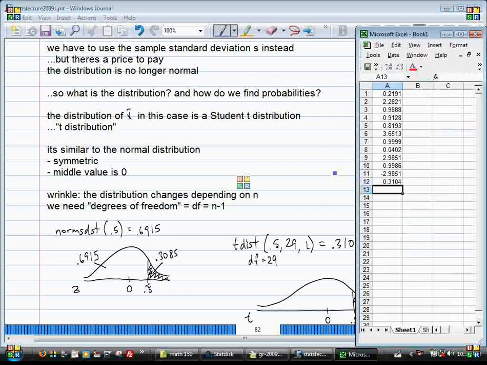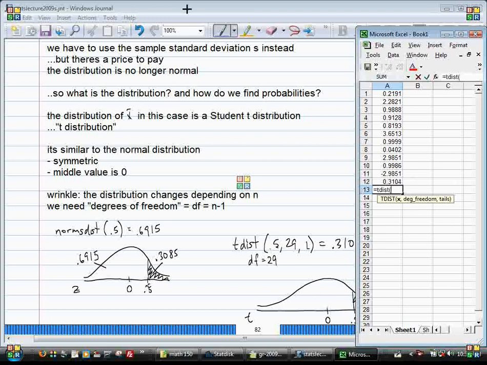Here's what you have to put in. Now, this is also a little bit of a misnomer. It says X. It really should say T. You have to put in a T value. So it says X, degrees of freedom, and tails. It says X, it really should say T. Put in your T value there. So you'll get the result. Yeah, that's what Excel does.